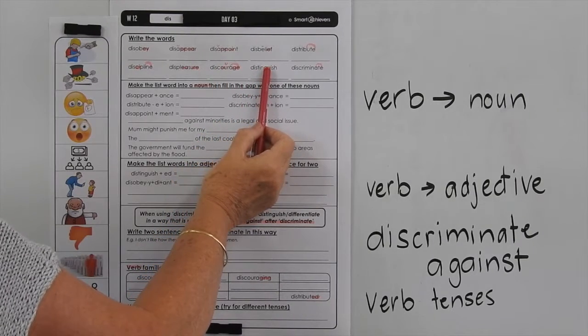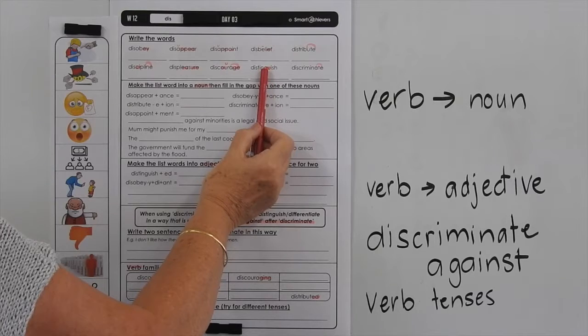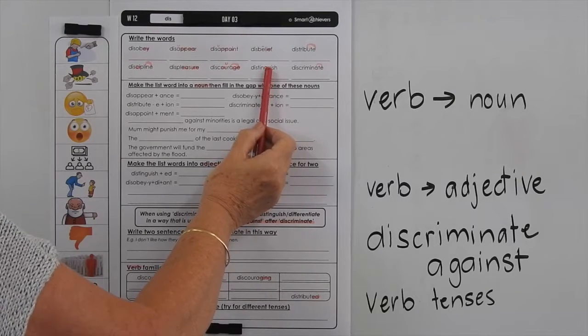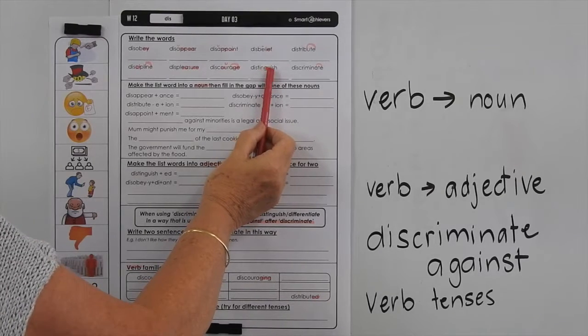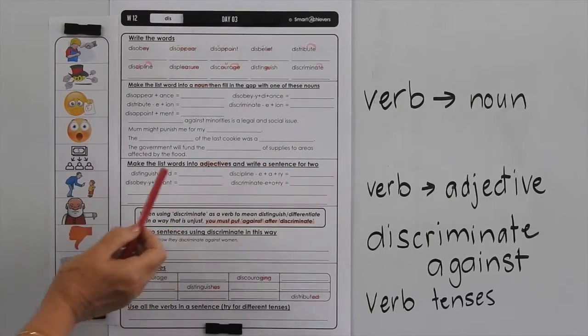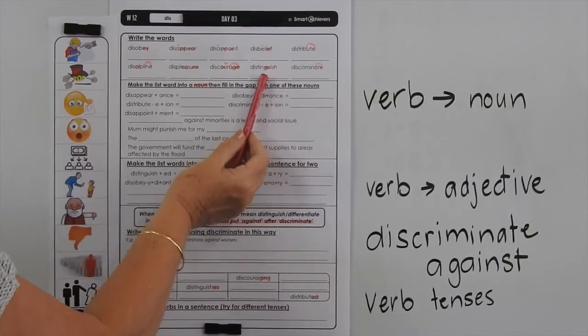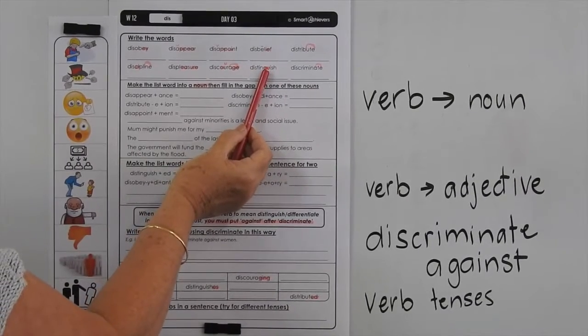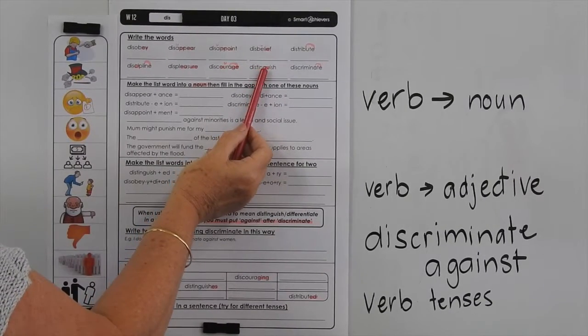Now the reason we have the U after the G in distinguish is to protect the G from making its soft sound J if the U wasn't there, because you know a G followed by an I makes the G make its soft sound J rather than G.